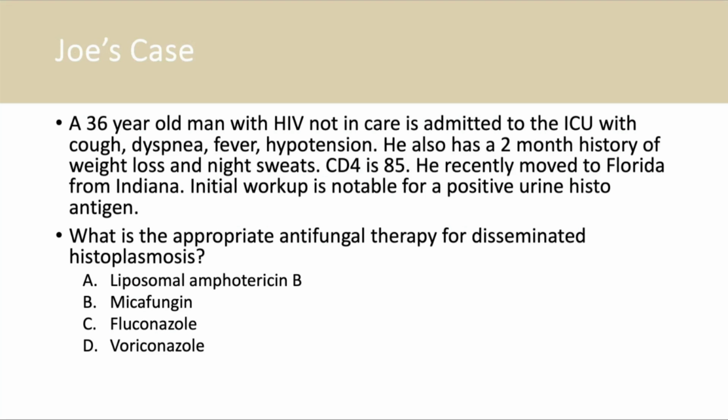Okay, so Joe's case. Joe's a 36-year-old man with HIV who's not in care. He's admitted to the ICU with cough, dyspnea, fever, and hypotension. He also has a 2-month history of weight loss and night sweats. His CD4 count is 85. He recently moved to Florida from Indiana. Initial workup is notable for a positive urine histoplasma antigen. So what's the most appropriate antifungal therapy for disseminated histo?